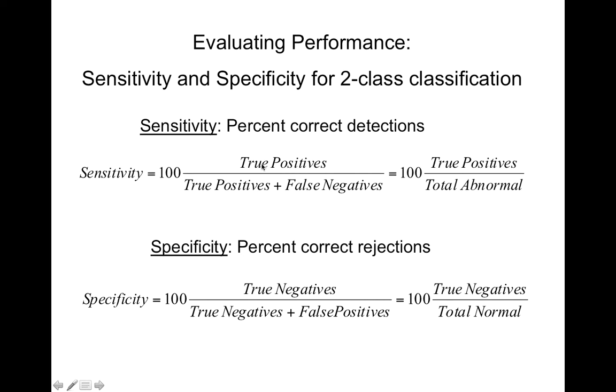So in our previous example of 9 and 1, that would be 9 true positives over 9 true positives plus 1 false negative. So that would be a 90% sensitivity. Specificity means the percent correct rejections. So in our case, we would have 10 true negatives and 1 false positive. So we would have 10 over 11. That would be our specificity.